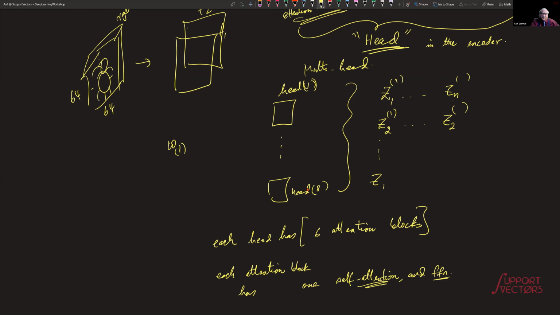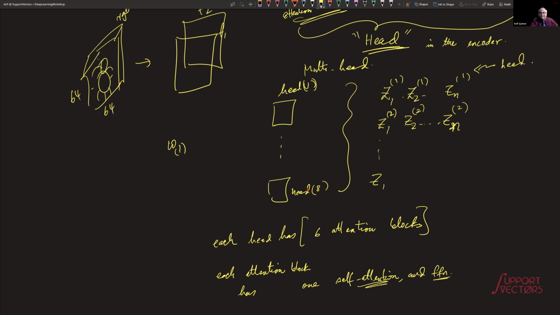Z1, Z2, notation wise, from the first head. So this points to the head. The superscript is the head. So this will be Z2 as superscript 1, Z2. From the second head, Zn. Are we getting this right?